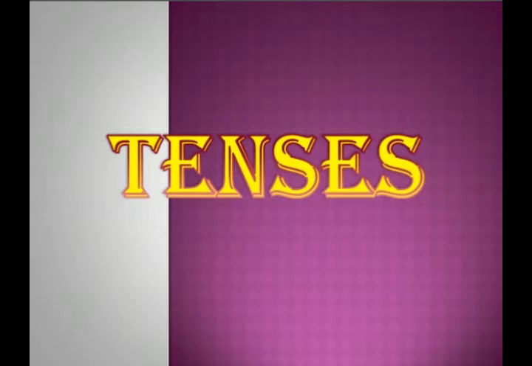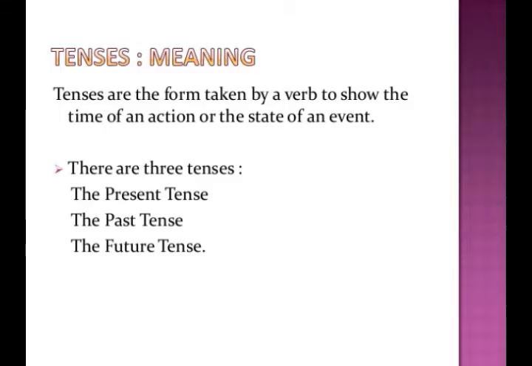In Hindi, we say it kal. Tenses are the form taken by a verb to show the time of an action or the state of an event. If we say it in Hindi, then क्रिया के जिस रूप से कार्य के होने के समय का बोध हो, उसे काल या tenses कहते हैं. There are three tenses. The present tense means Vartaman Kal, the past tense means Bhoot Kal, and the future tense means Bhavishyat Kal.